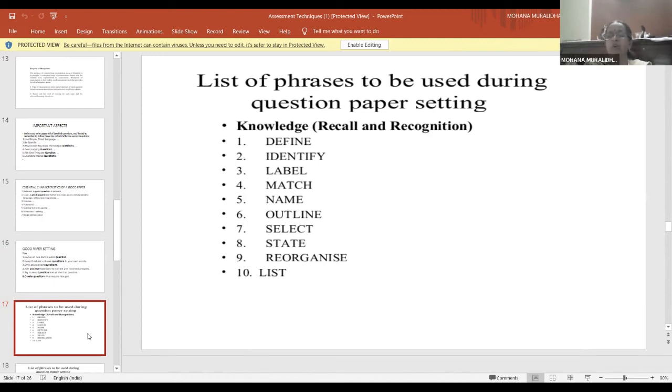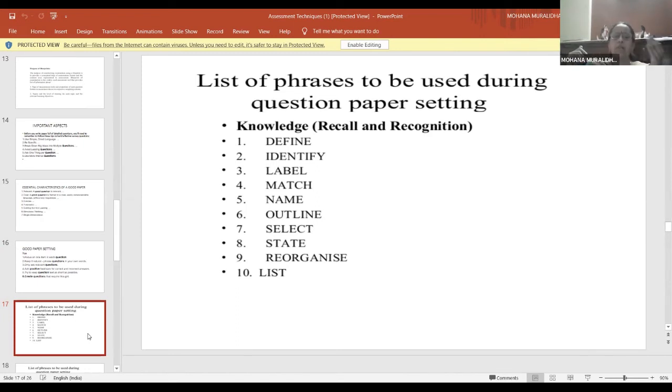ஒரு congruence of 2 triangles, name the matching parts. இது knowledge level question. Blueprintல எப்படி இருக்கணும், knowledge, understanding, application, 3 இருக்கு. நம்ம B.Ed-ல எல்லாம் படிச்சிருக்கோம். Purpose of B.Ed is itself to make us all very good teachers. So we used to classify the paper as knowledge, understanding and application.